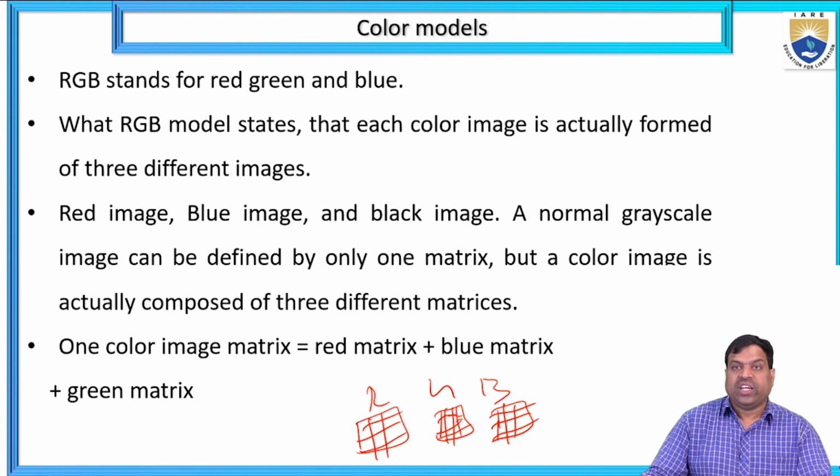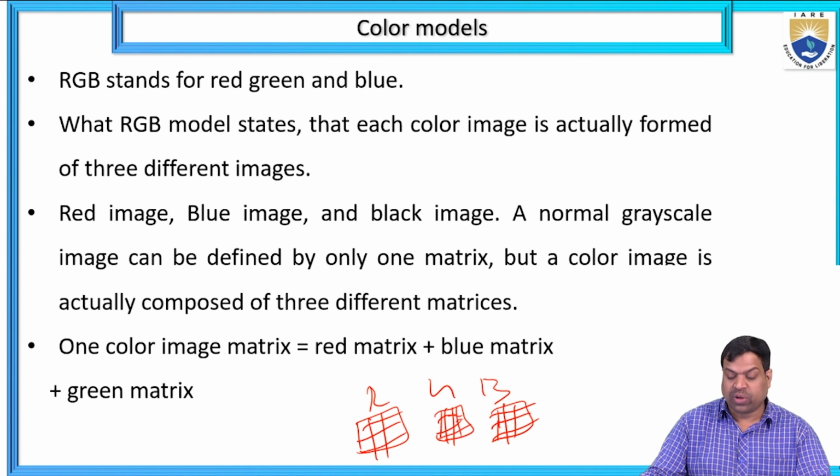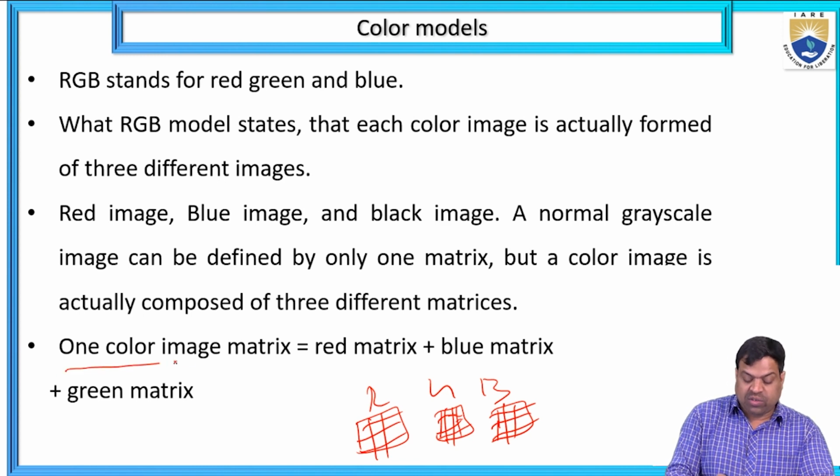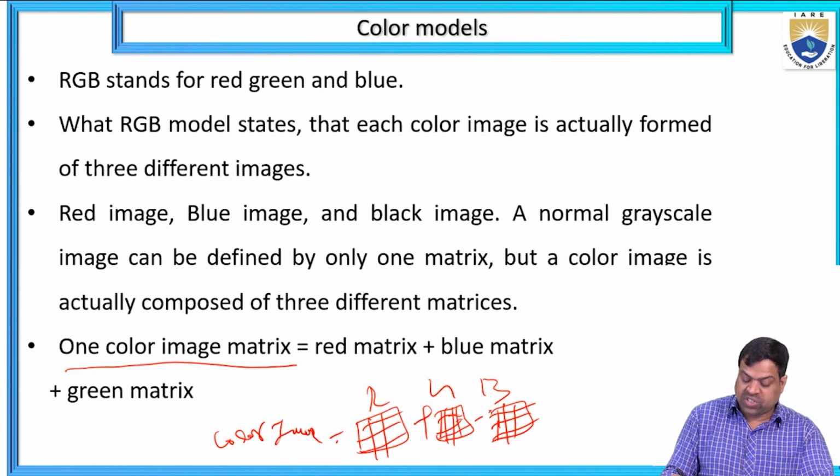RGB stands for red, green, and blue. The RGB model states that each color image is actually formed of three different images: red image, green image, and blue image. A normal grayscale image can be defined by only one matrix, but a color image is composed of three different matrices. One color image equals red matrix plus green matrix plus blue matrix. That is a color image.